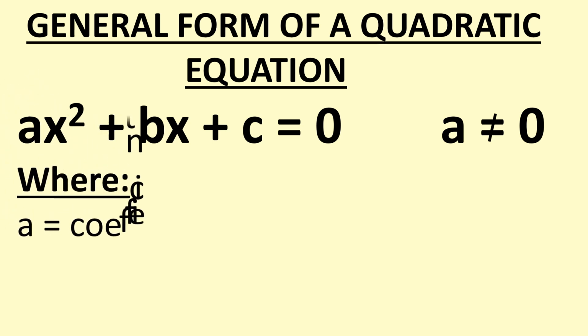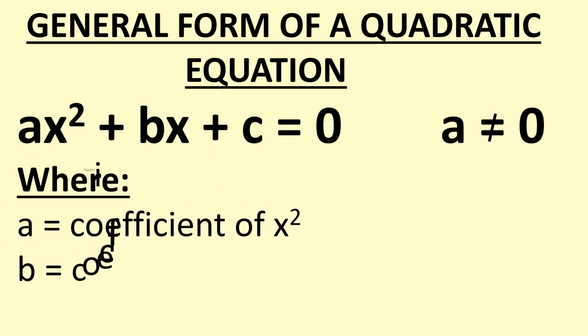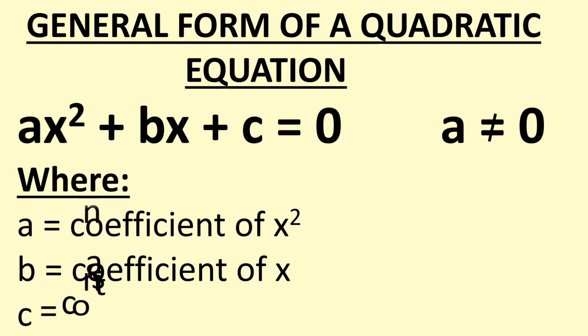Now, what are the terms? We have a, which is the coefficient of x squared, because a is multiplying x squared. So whatever multiplies x squared is the coefficient of x squared, and in this case that is a. We have b as the coefficient of x. So whatever multiplies x is the coefficient, and in this case it is b. And we have c, which is the constant term. The constant term could be a number. In this particular case, it could be -5, it could be 5, it could even be 0, it could be 15, and so on.